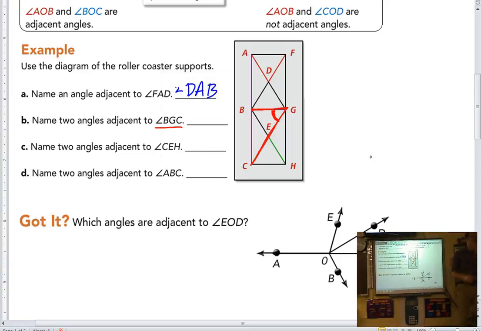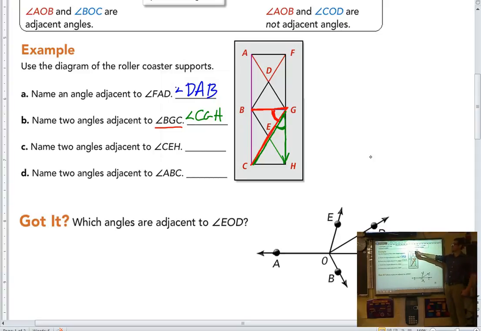To be adjacent to that, I've got to share an edge and share a vertex. Hayden? C, G, H will be right here. So we could do angle C, G, H. And that uses that shared edge and then this edge. But there are more options. Anthony?